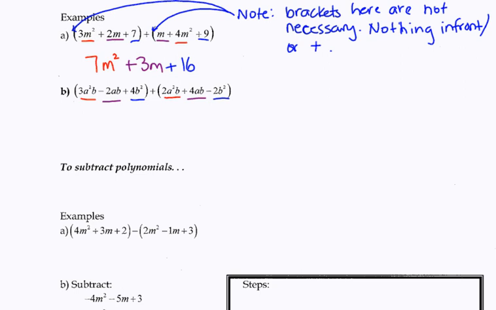So 3a squared b plus 2a squared b is 5a squared b. Minus 2ab plus 4ab is 2ab, and then 4b squared minus 2b squared plus 2b squared. Okay? So like terms have to have the same variables and the same corresponding exponents. So a squared b and ab squared are not like terms.